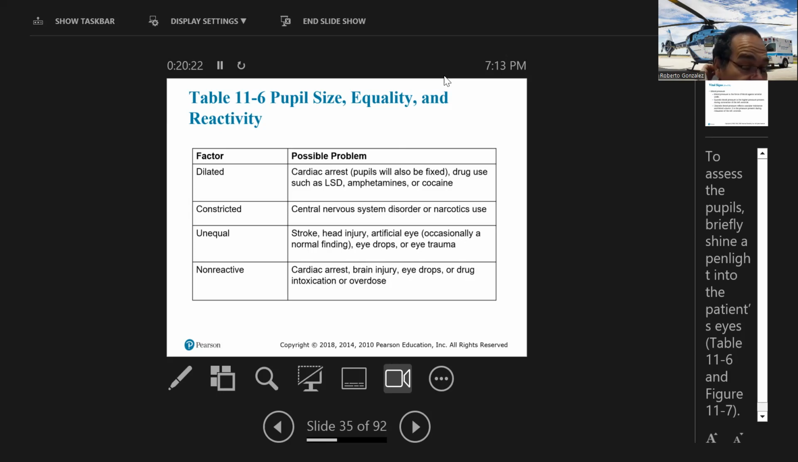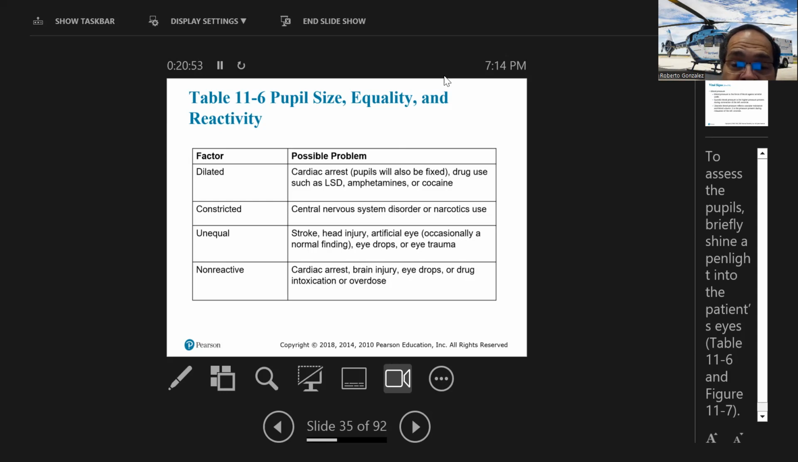I took the patient to the doctor, and I told him, hey, by the way, one of his pupils is not reactive. So he goes in there, gets my pen, and starts tapping the eye with a pen. And you can hear click, click, click. It was an artificial eye. That's why it wasn't reacting. Unequal: stroke, head injury, artificial eye, occasionally a narrow, abnormal finding, eye drops, or trauma.